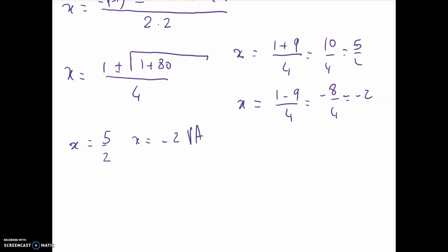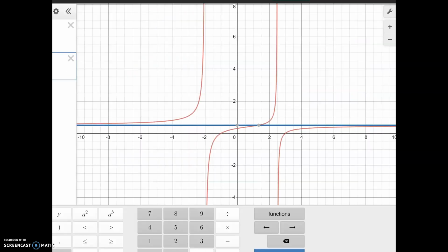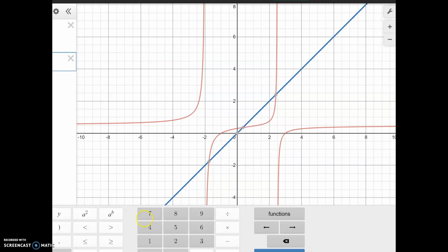So let's go back to my expression right here, and let's try to plug in x equal 5 divided by 2, and I can see my vertical asymptote. And let's try to do another one, like x equal -2.